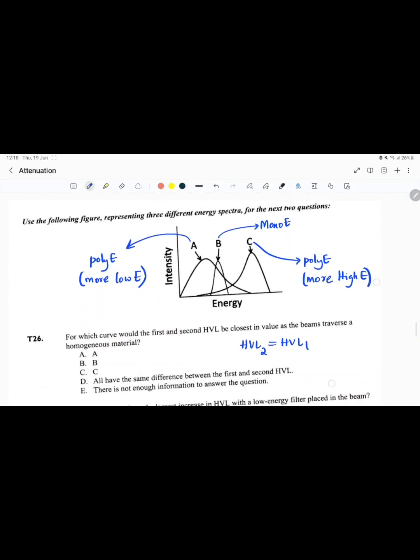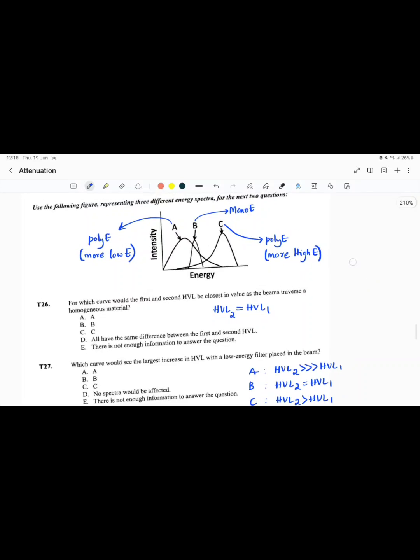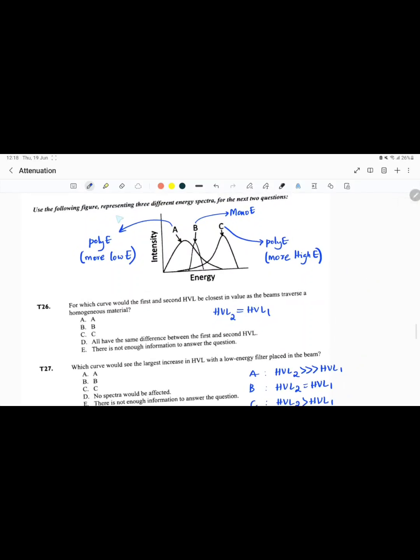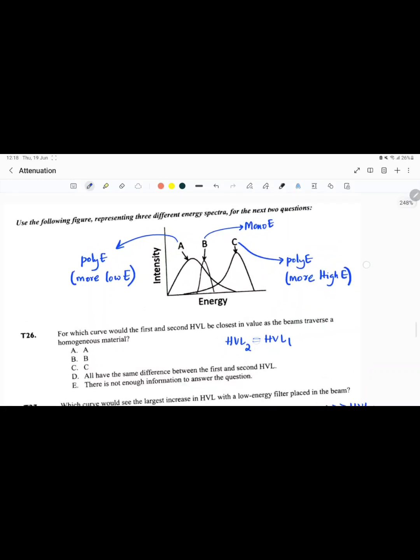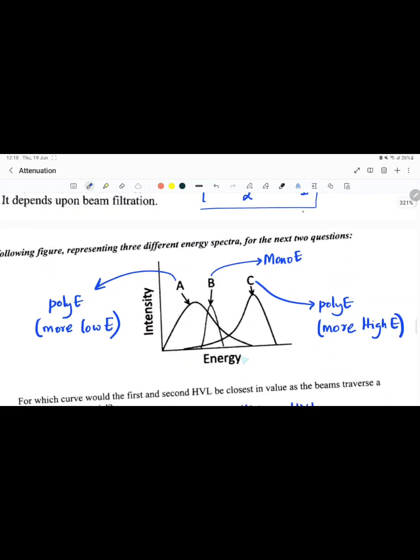The next two questions are based on a graph. They have given this figure representing three different energy spectra for the next two questions. So let us understand this graph first. On the x-axis there are photon energies, and on the y-axis there is intensity. So these are the low energy photons. As the energy increases, these are high energies.